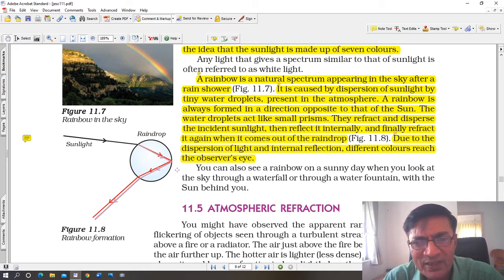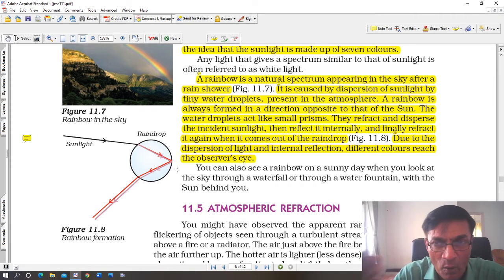The water droplets act like small prisms. They refract and disperse the incident light and then reflect it internally and finally refract it out again. When it emerges from the raindrop, it splits into different colors. Due to the dispersion of light and internal reflection, different colors reach the observer's eye. We can see different colors, and that's why we see a rainbow.